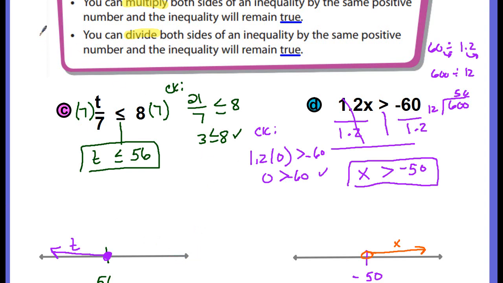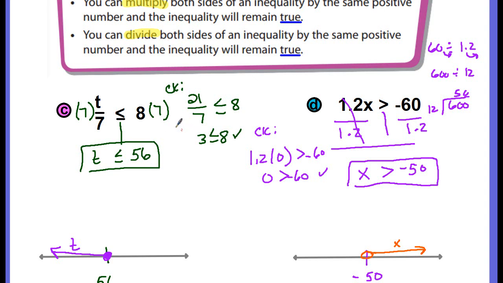Okay, let's see how you did. Take a look at letter C. Did you get that t is less than or equal to 56? If you did, great job. Here, t is being divided by 7, so to get t by itself, we have to do the inverse operation of division, which is multiplication. Multiply both sides by 7. Our 7's cancel out, leaves us t on the left side, and 8 times 7 is 56.